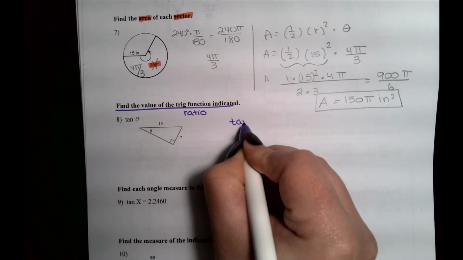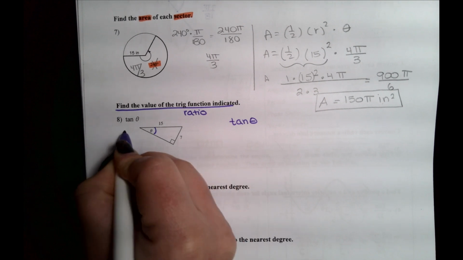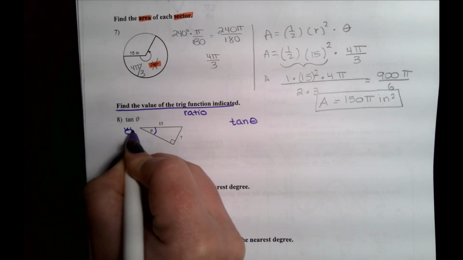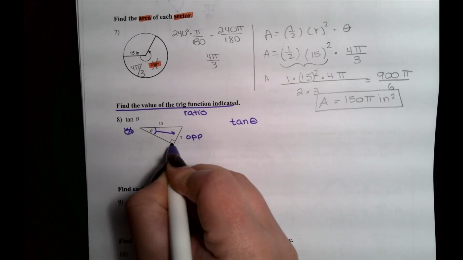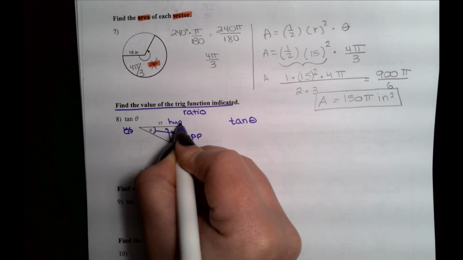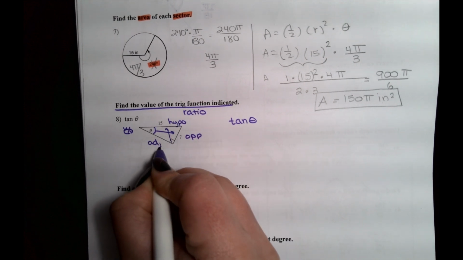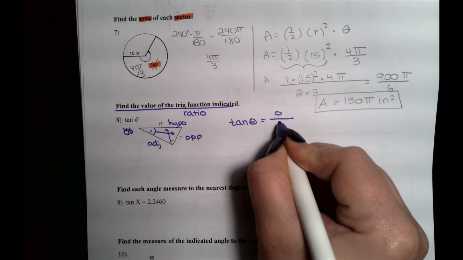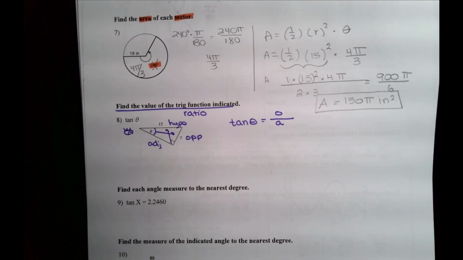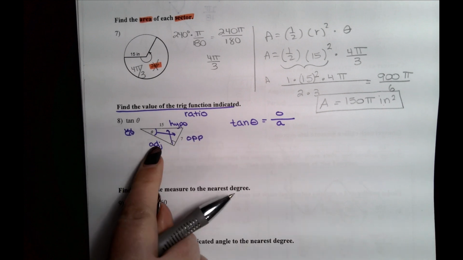So they're asking you, when your point of view, here's my eyeball, if my point of view is theta, here's my opposite, here's my hypotenuse, here's my adjacent. They want to know what tangent is. Tangent is SOHCAHTOA. So we need to put an opposite over adjacent, which means that adjacent's missing.